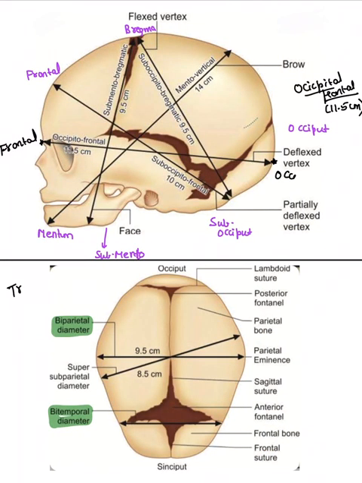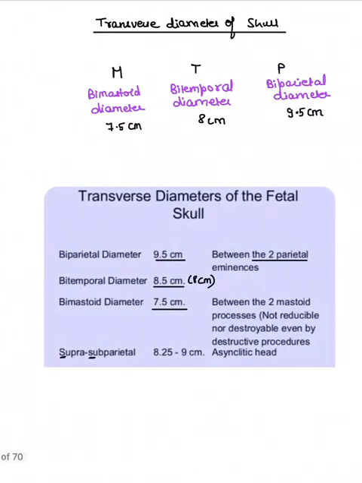Now coming on, guys, to the transverse diameter. For transverse diameter, what do we need to remember? Remember this mnemonic MTP, guys. First of all, M for mastoid diameter. Think about it, mastoid is below, so it's very small, guys. That is 7.5. Then coming on to the bitemporal diameter, guys, and then the biparietal diameter, P for parietal diameter. So this is 9.5.